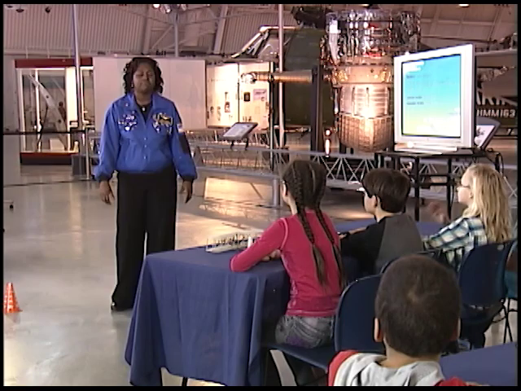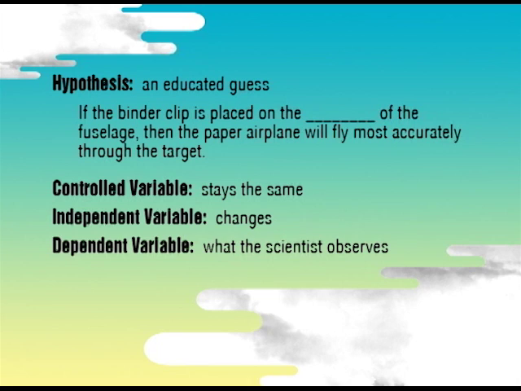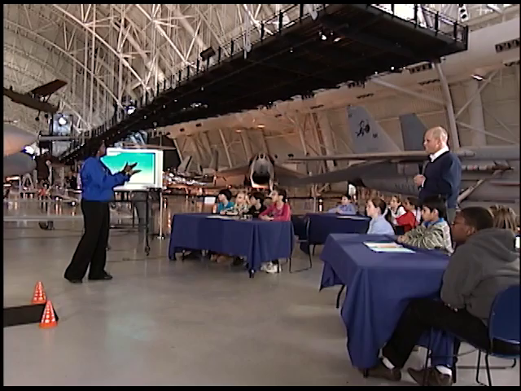Great job. The next step is the dependent variable. The dependent variable is something that we're going to observe. What we're going to observe is we're going to take our paper airplanes and we're going to test it by throwing it through a target. However many we get through with it being successful is what we're going to tally on the board, and we're going to use that as our results.